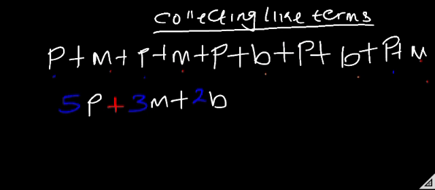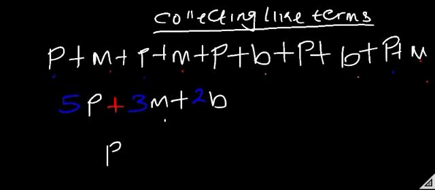When you see the same letters, the numbers can be added. But in this case now, you cannot simplify it further because P and M is different. Except if you are multiplying, different letters can join together only when they are being multiplied.